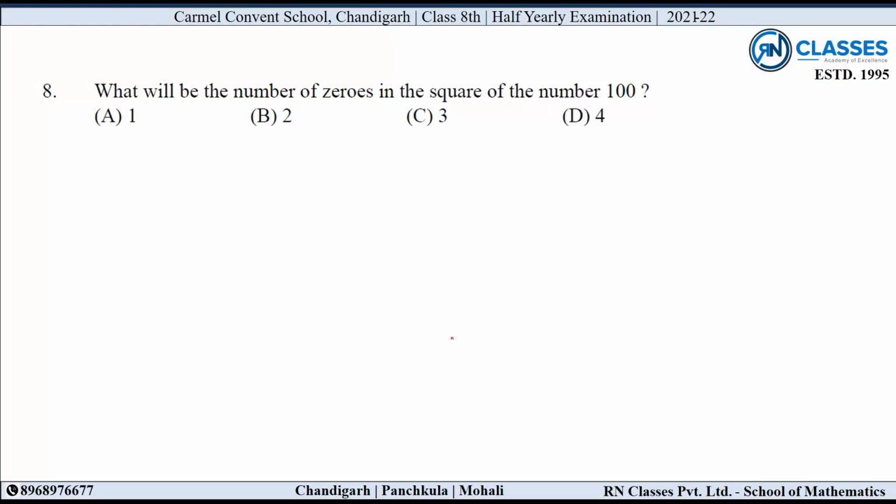Question number 8. What will be the number of zeros? We have to count the number of zeros in the square of the number 100. 100 squared is 10,000. 1, 2, 3, 4. How many zeros are there? 4 zeros. I don't think so. This is an 8th class question. Even a 6th class person can do it.